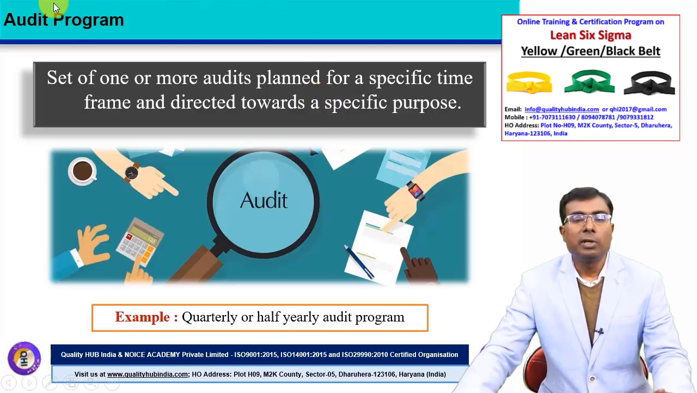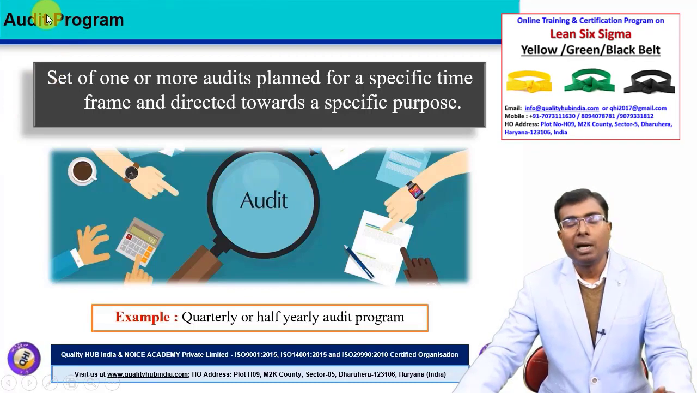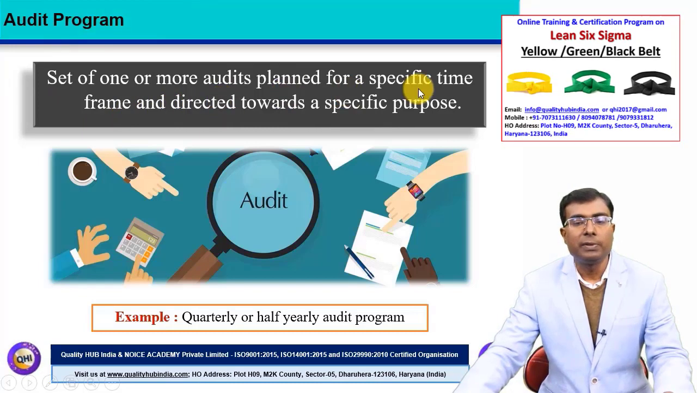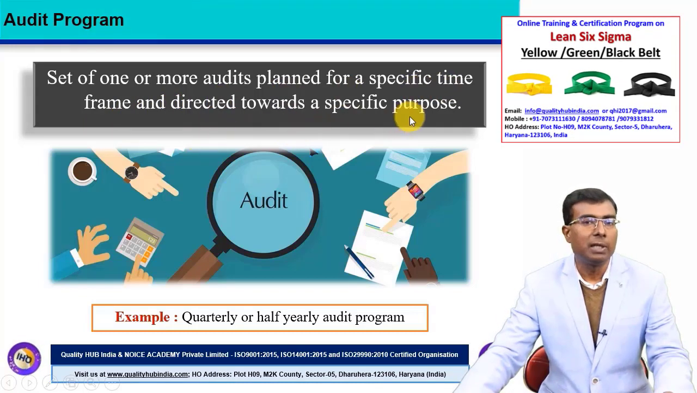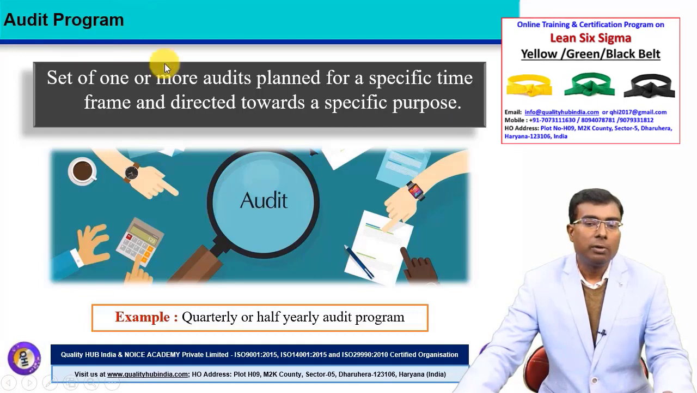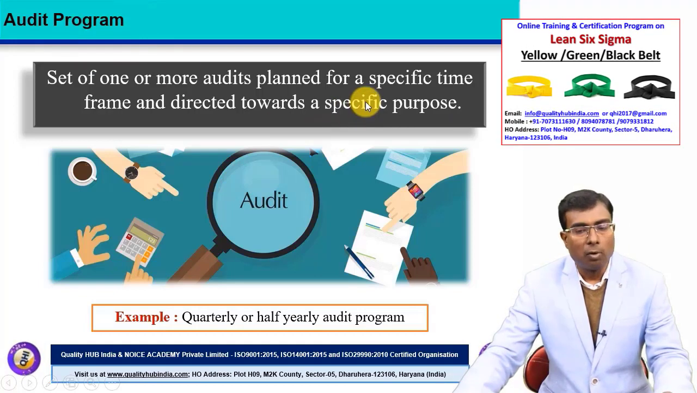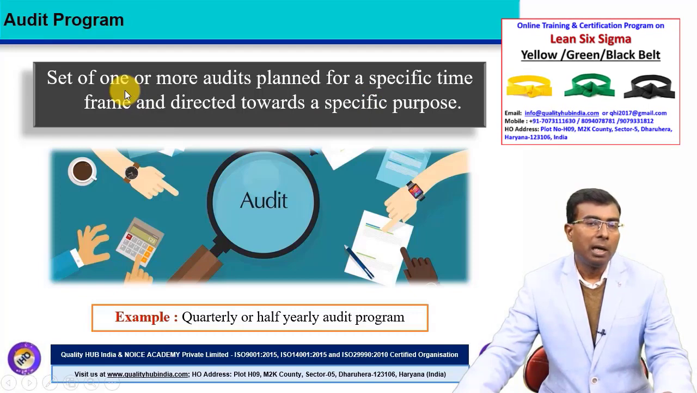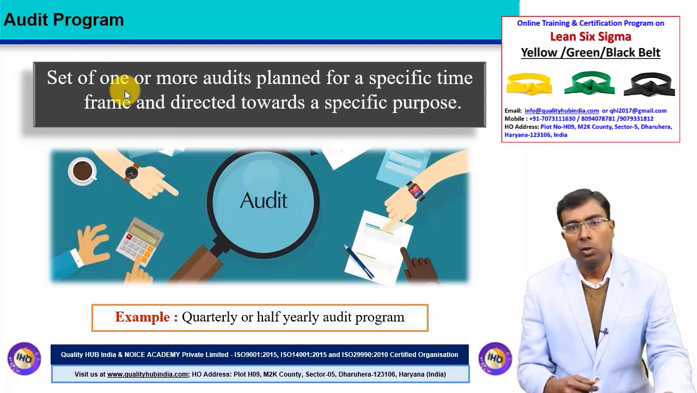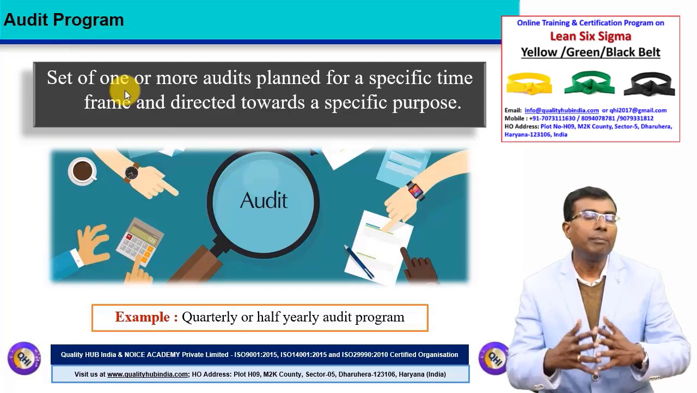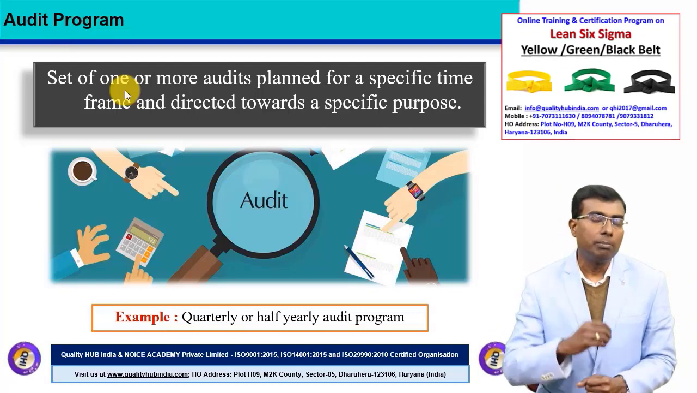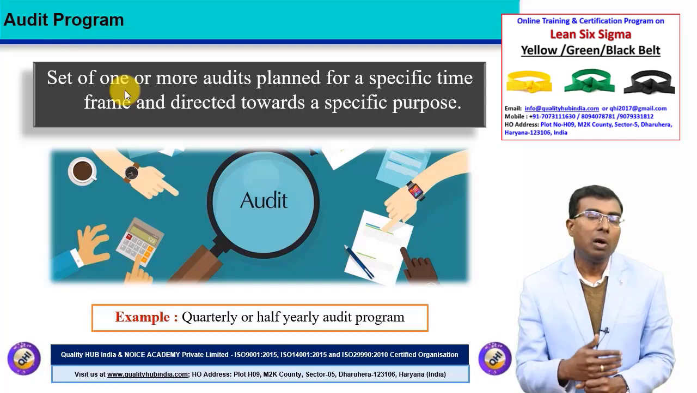So let's start. The first term is audit program, and the definition is: a set of one or more audits planned for a specific time frame and directed towards a specific purpose. Since this is talking about a program, it would consist of a number of different audits. For example, in an organization there is a program for conducting audits, and they are planning to conduct audits on a quarterly or half yearly basis, and in each program they conduct audits for 8-10 departments. So a program would consist of multiple audits conducted by different auditors on different auditees.